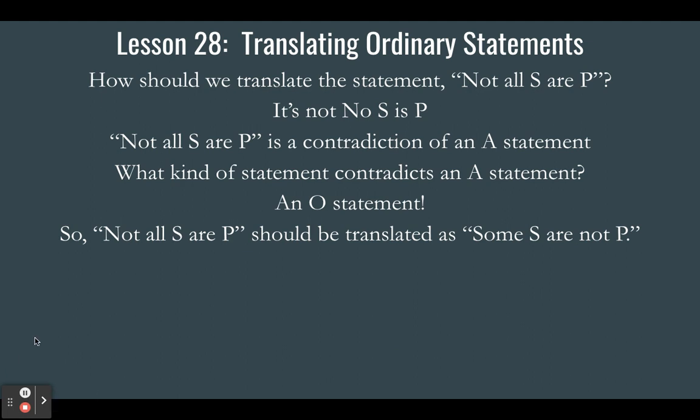We're talking about the statement not all S are P, and we're saying that is the contradiction of an A, therefore that's an O statement. So not all S are P will be translated as some S are not P.